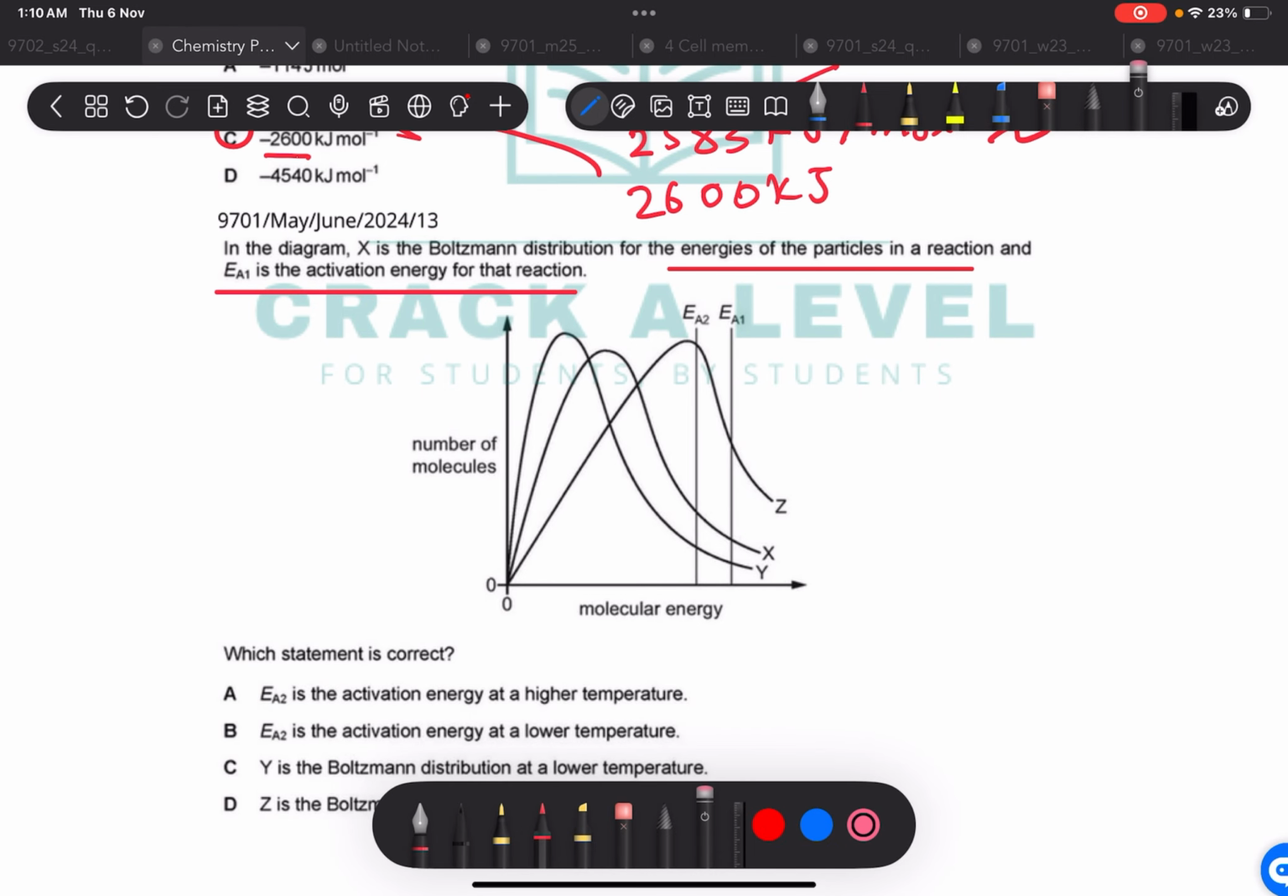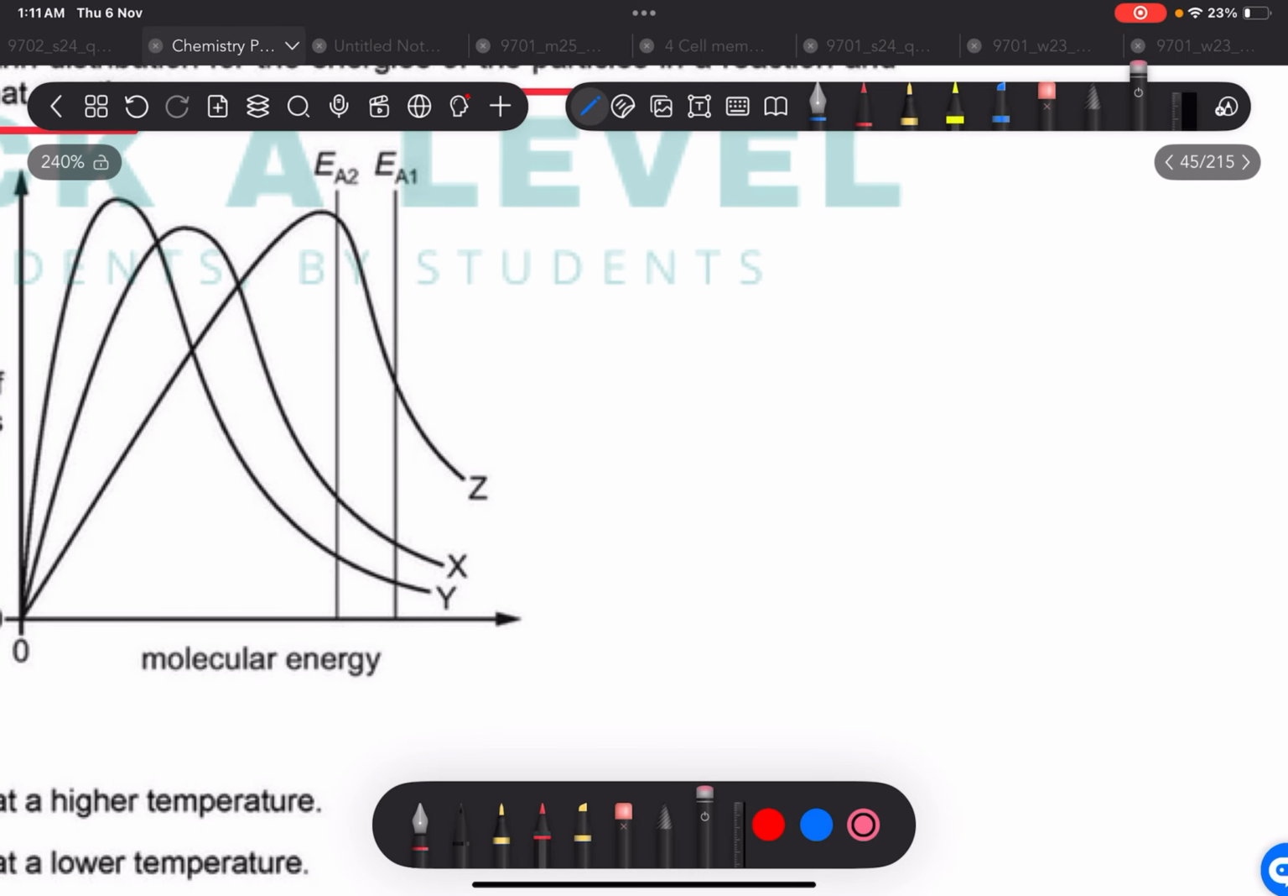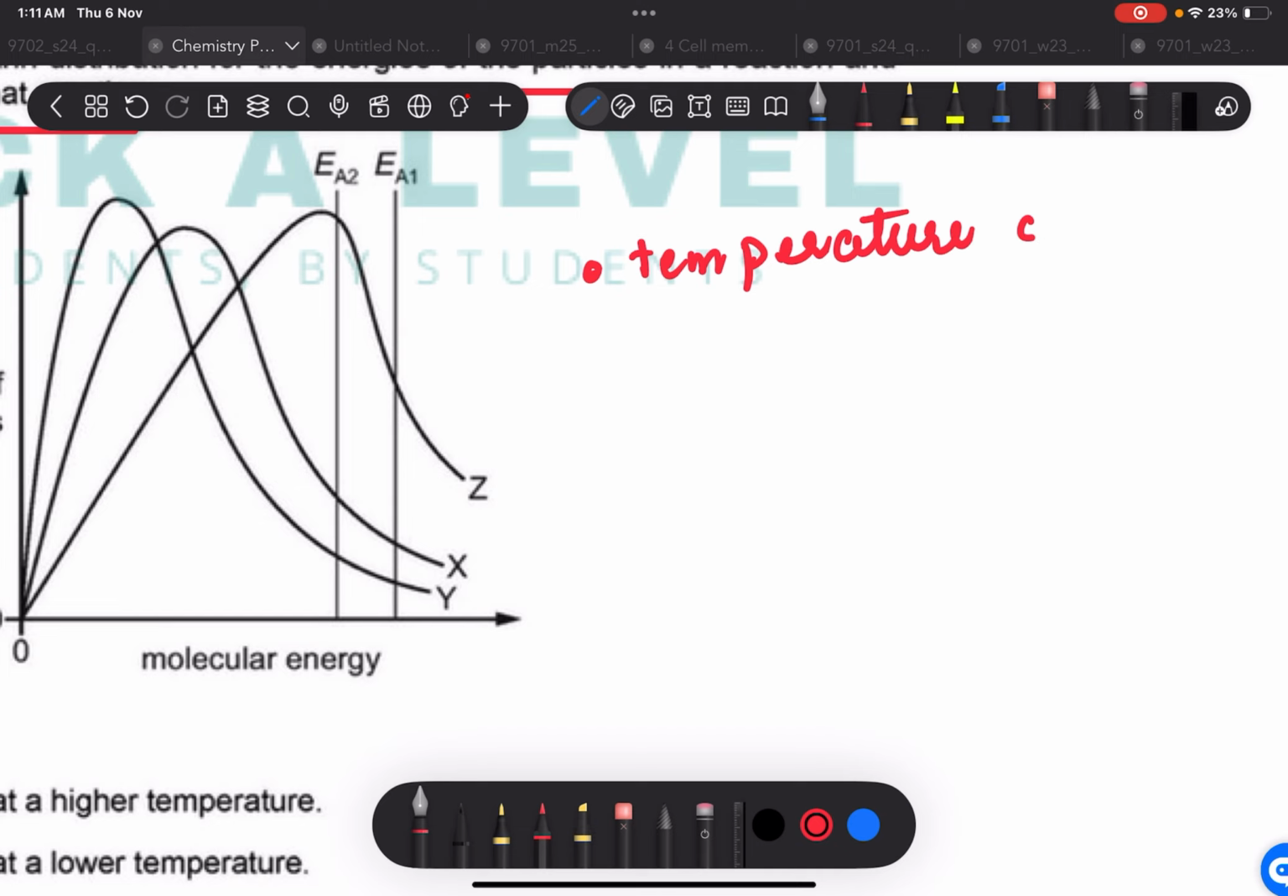Which statement is correct? EA2, this is EA2, is the activation energy at a higher temperature. Always remember, temperature cannot change the activation energy for a reaction. Just write it down somewhere that temperature cannot change the activation energy. These are golden tips that I am giving you for your exam.